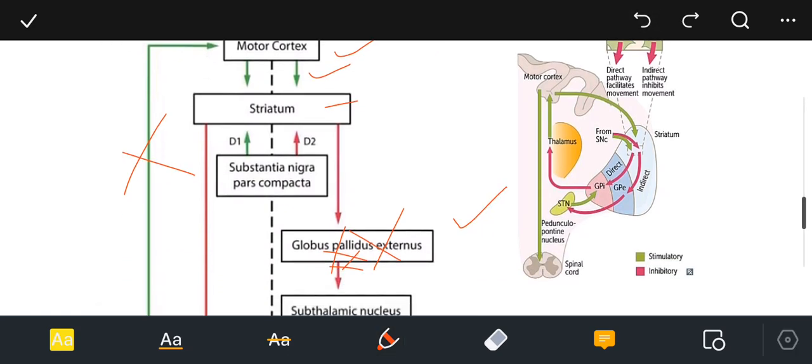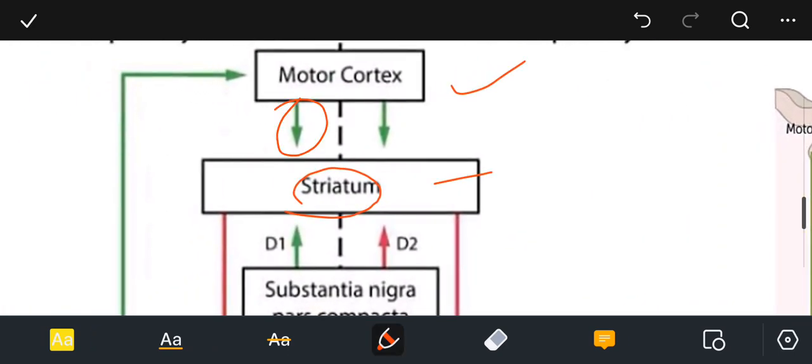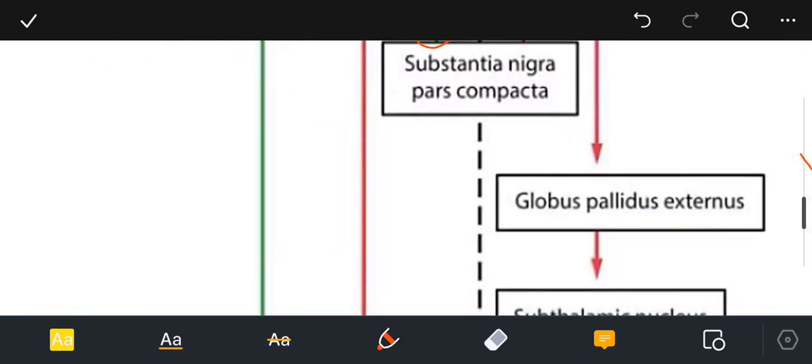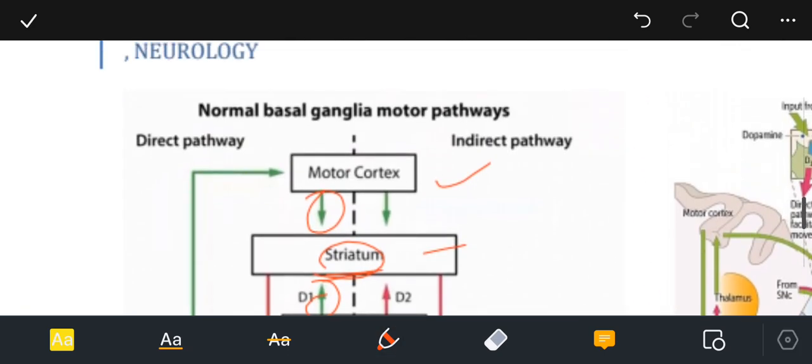But now we'll see the effect of dopamine on each of these pathways. If I'm talking about the direct pathway, the D1 receptors stimulate the striatum. You can see that the motor cortex also stimulates the striatum, so there is no confusion because the rest of the pathway is the same. The striatum is more stimulated than usual. Then the striatum will inhibit the globus pallidus interna. The globus pallidus interna will not be able to inhibit the thalamus, and thus the motor activity will be enhanced.